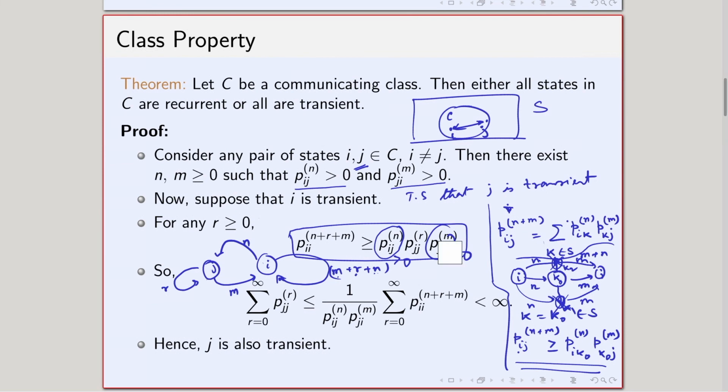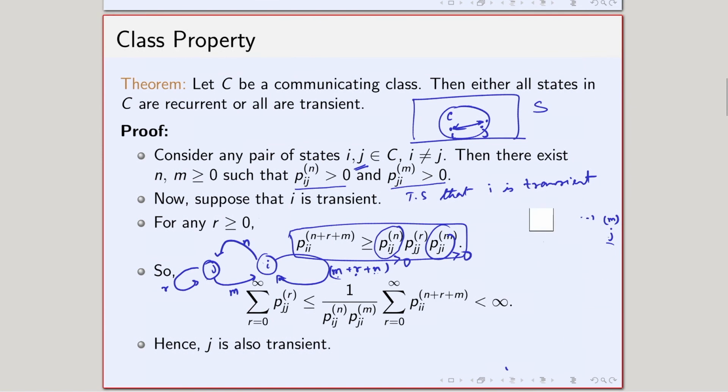So now I can write that P_jj^(r) is less than or equal to P_ii^(n+r+m) divided by P_ij^(n) P_ji^(m). Note that in this case n and m are fixed earlier, chosen such that these two quantities are strictly greater than 0. Then I am just taking r, which can take any value greater than or equal to 0, and I have this particular inequality.